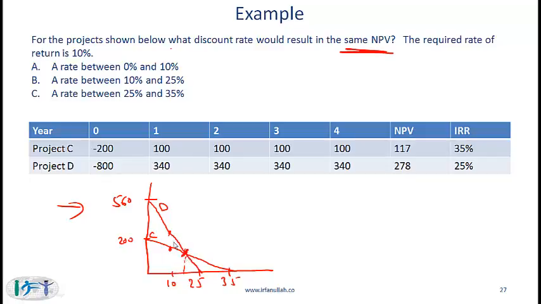You can look at the two NPV profiles, and it should be fairly obvious based on looking at these two profiles that the crossover point is somewhere between 10% and 25%. So the correct answer is B.